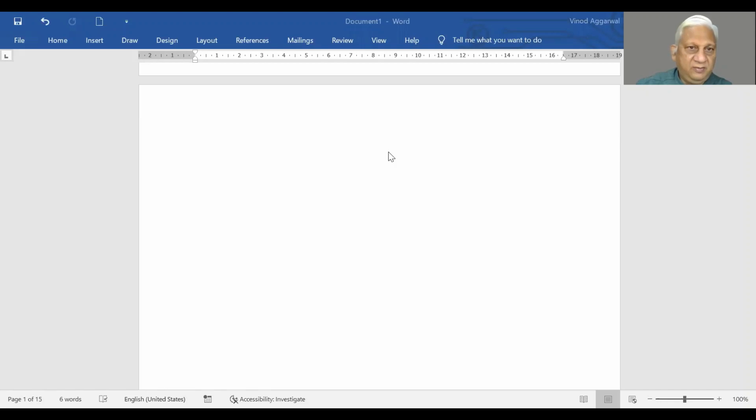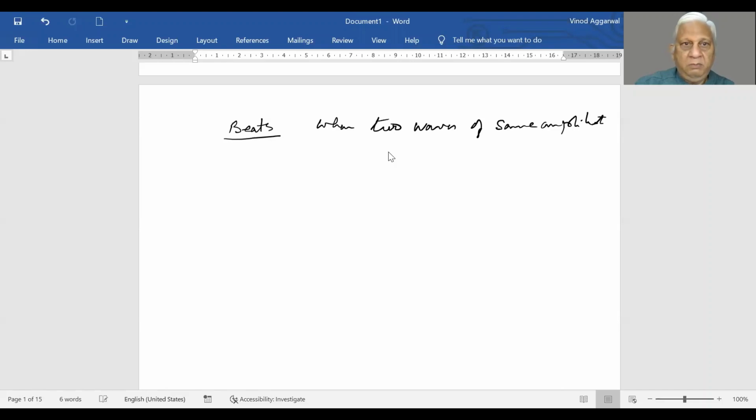Now in sound, there is another very interesting and peculiar phenomenon of beats. What is a beat? If I hum it, it is something like that. So when two waves of the same amplitude, but slightly different in frequency, travel in the same direction.